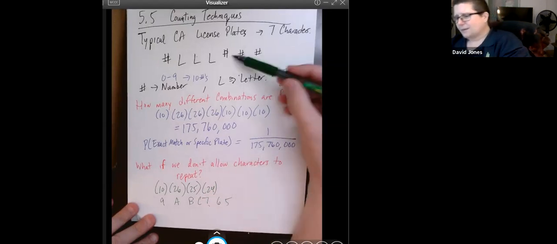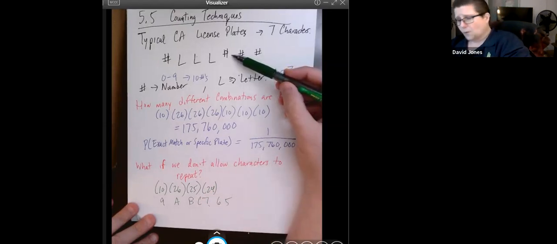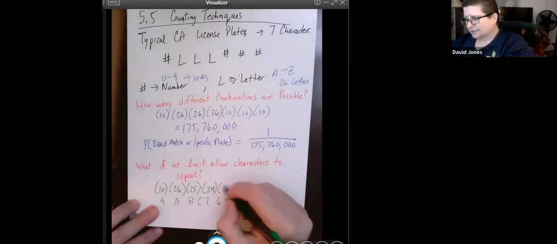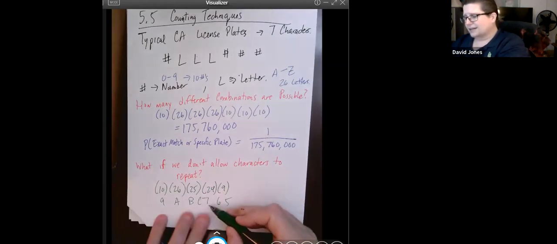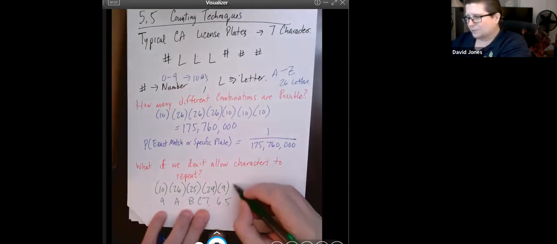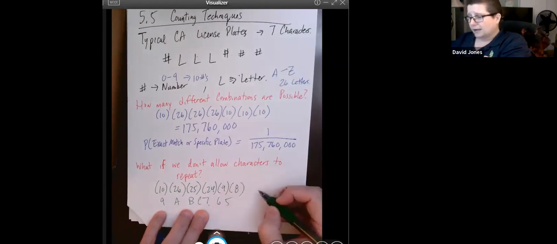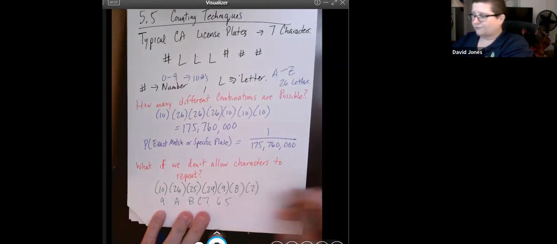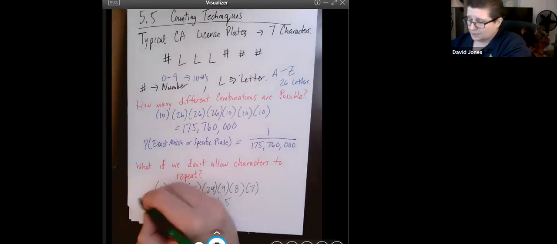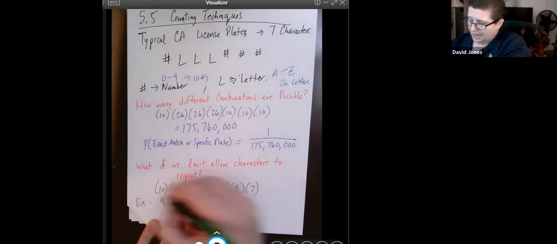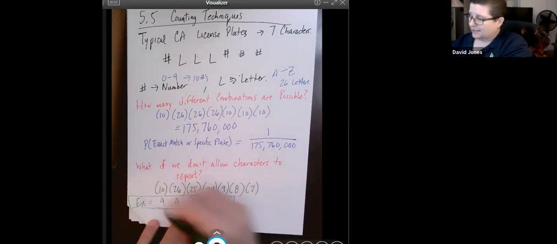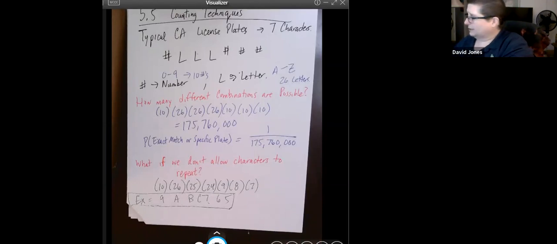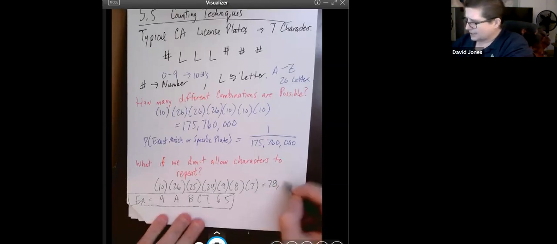And when I get to the second number possible, well, I've already used up one of the 10. I can't repeat the 9. So there's only 9 numbers left. And so let's say I chose a 7, and now I've chosen 9 and 7. There's only 8 numbers left for the third number. And now I've chosen 9, 7, and 6. There's only 7 numbers left for the fourth number. So that's my example plate. 9AB765. That's no repetition. And if we multiply that together, this is 78,624,000.